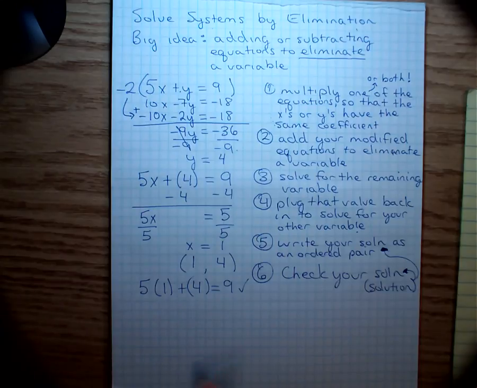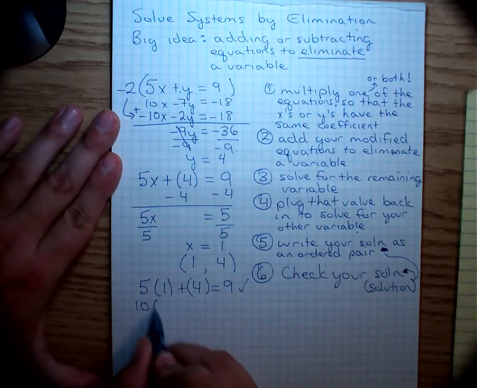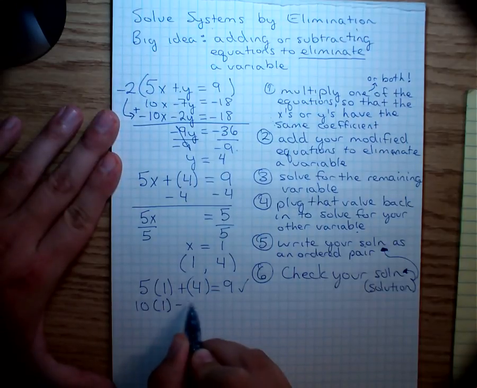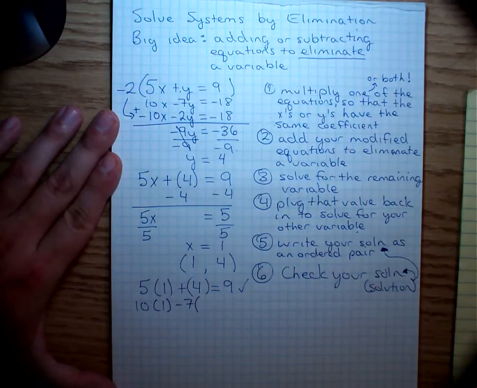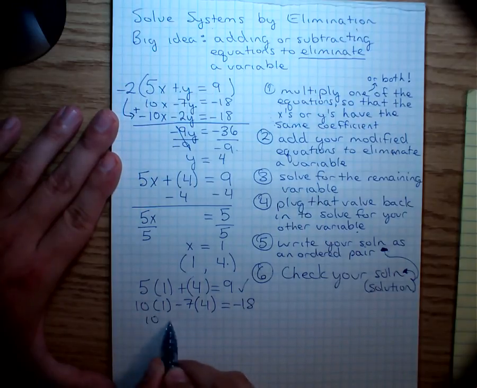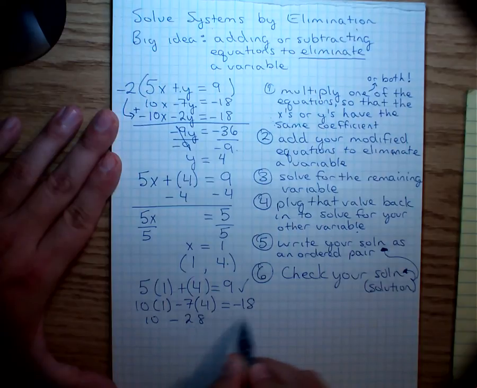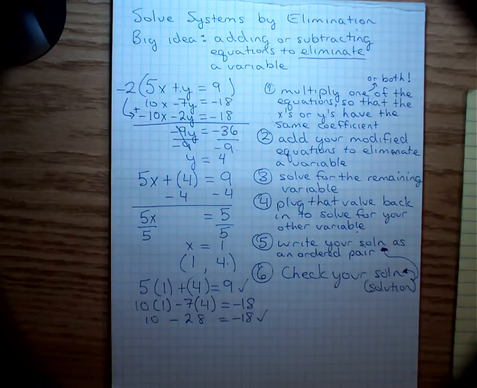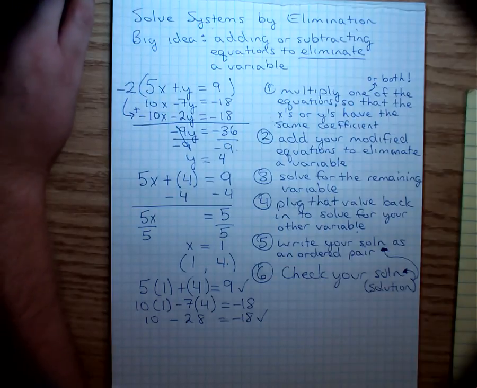Okay, so my other equation, 10 times 1 minus 7 times the y value, which is 4, equals negative 18. So that would be 10 minus 28. It's negative 18. I believe that works. And there are your notes on solving systems by elimination.